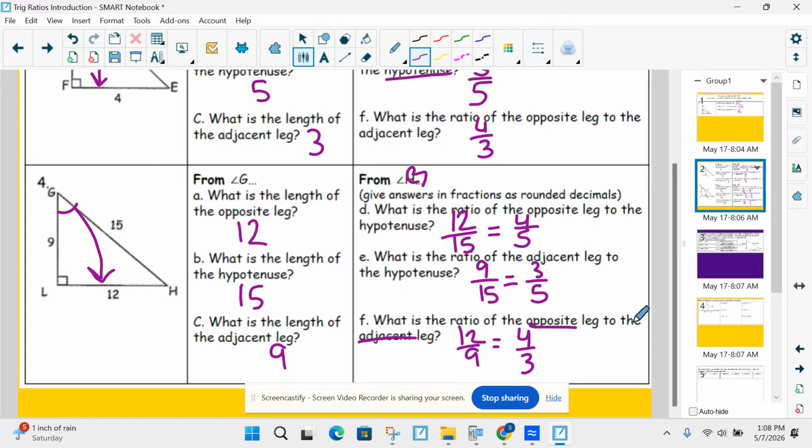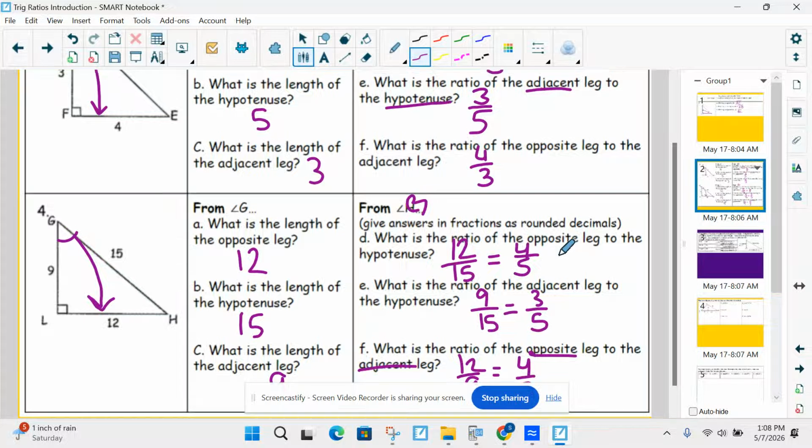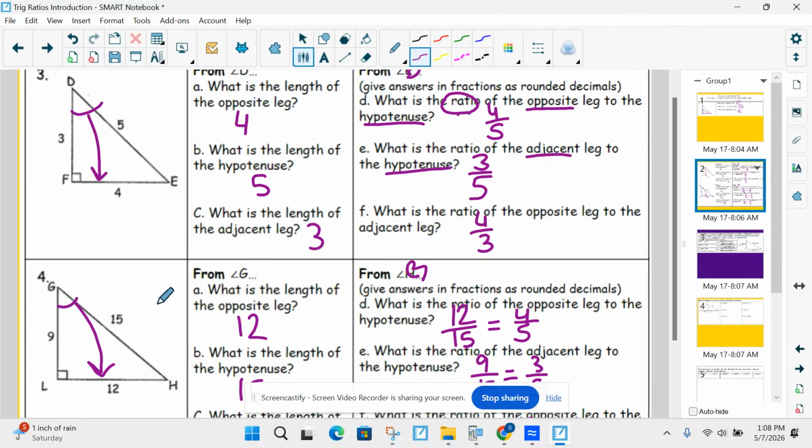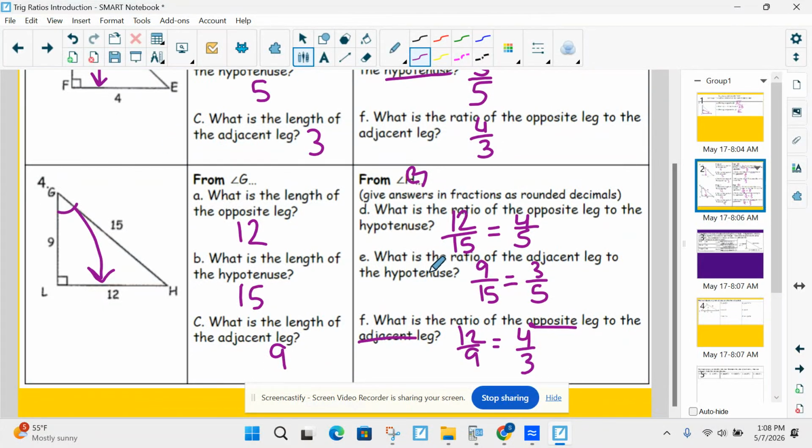One thing that you can notice is that these ratios are both the same. And the reason is because this triangle is this triangle multiplied by 3, which means that they're similar triangles. And similar triangles have the same angles, therefore they will have the same ratios. And that's how your calculator knows that if you type in an angle measure or if you type in a ratio, it will give you the corresponding angle measurement or ratio.